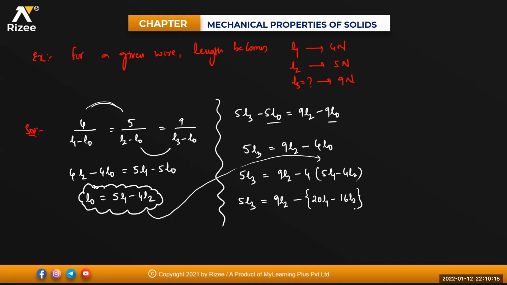All L1 terms and all L2 terms you take on one side and simplify it, and we'll be getting the value of your L3. L3 you should be getting as 5 times your L2 minus 4 times your L1. You can check your calculation there. Okay. So this is the way we do the problems related to that one. Clear for everyone?